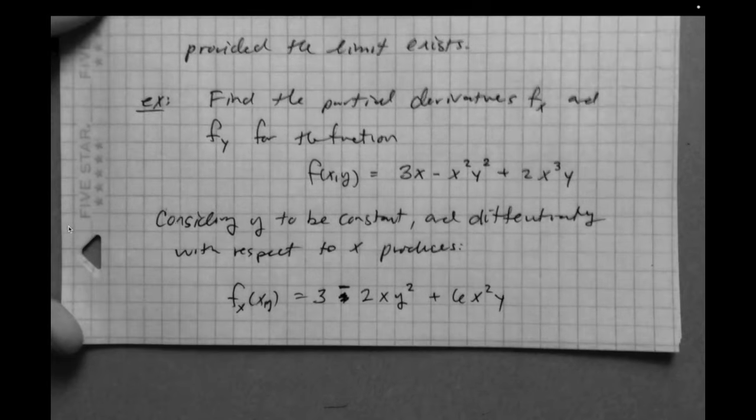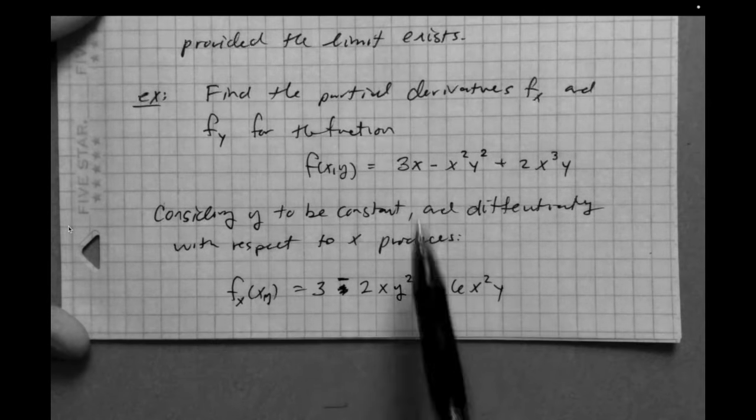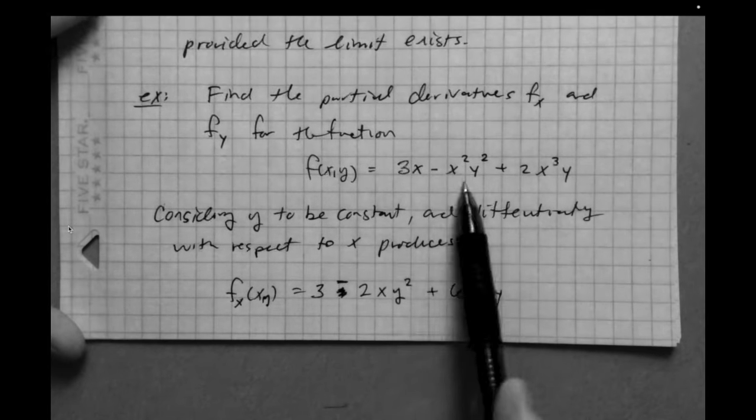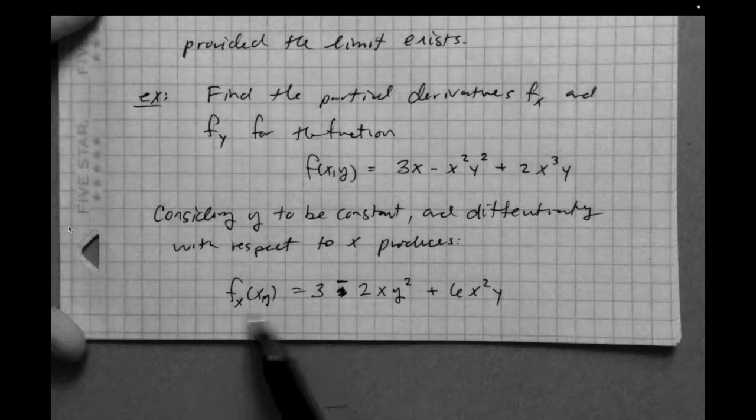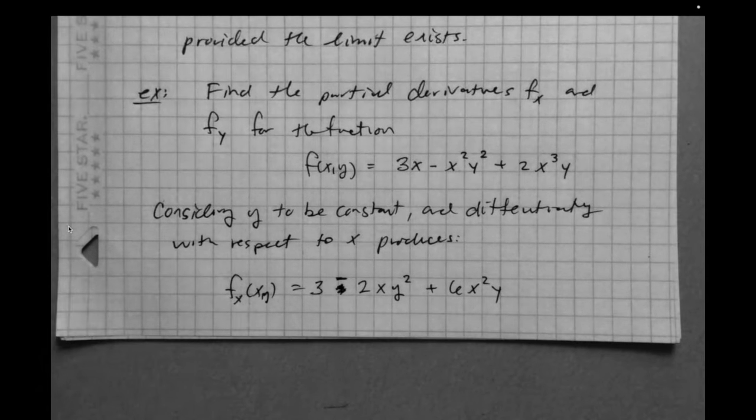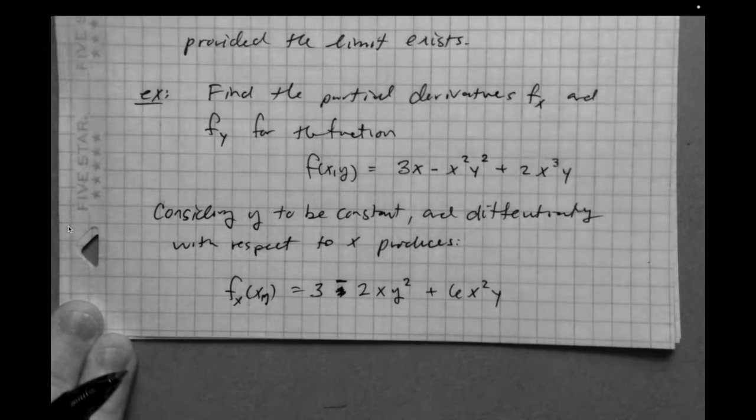Okay, so that's the idea. So you kind of go through this, and everywhere you see a variable that isn't the variable you're differentiating with respect to, you treat it as a constant. Right, and then obviously you treat the constants as a constant. Okay, let's try the other partial derivative.